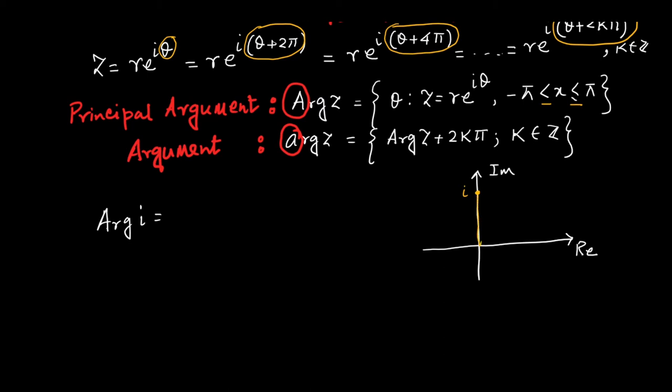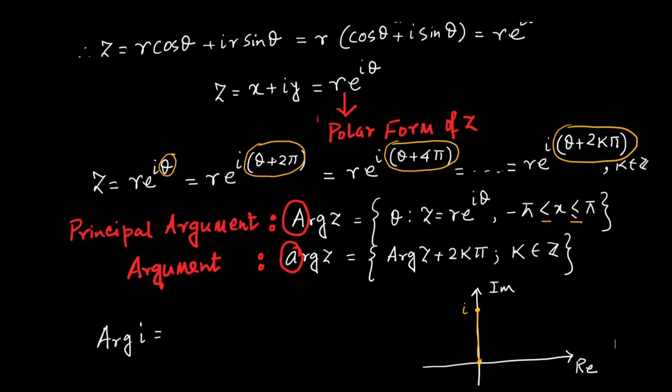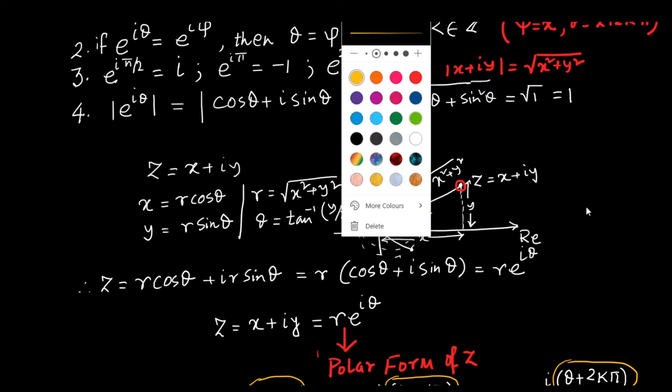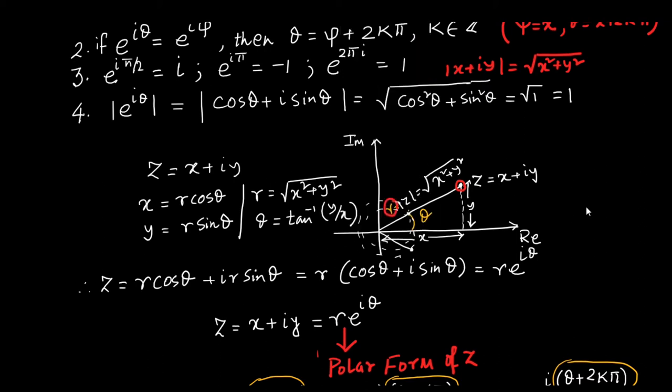This will be my R on the imaginary axis. This is my R. So what is theta? Again, just quickly look at this diagram. What is theta? Theta is the angle that this R makes with the positive real axis. So we can even associate a direction to this theta, which means we are measuring theta in this way.